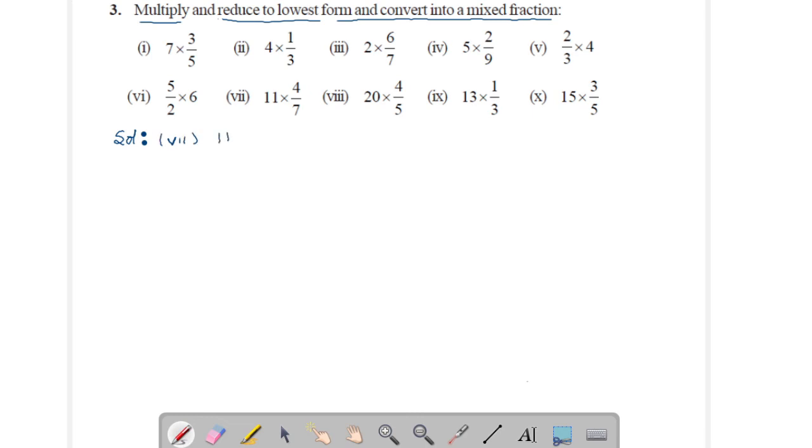It is 11 into 4 upon 7. This can be written as 11 into 4 upon 7. 11 fours are 44 upon 7. Write into mixed fraction. It can be written as 6 2 upon 7. This is your answer. Now come to eighth part.